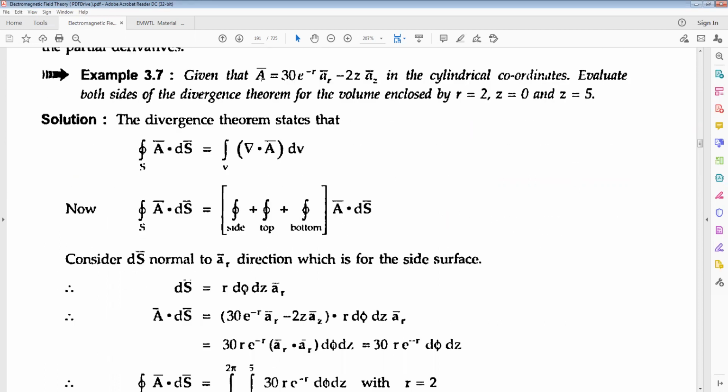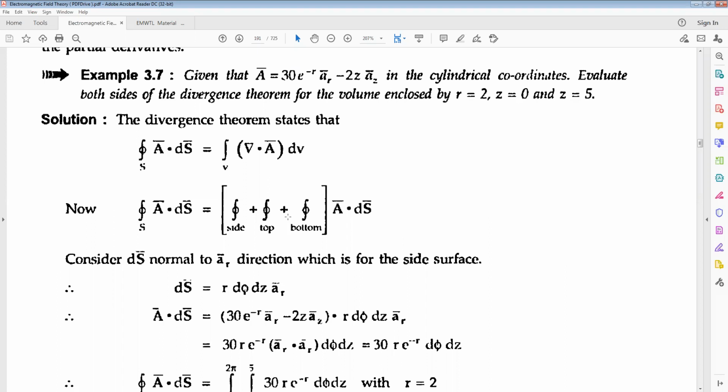you see the given in the cylindrical coordinate system, there is no A phi. Evaluate both sides of the divergence theorem for the volume enclosed by r equal to 2, z equal to 0, and z equal to 5.